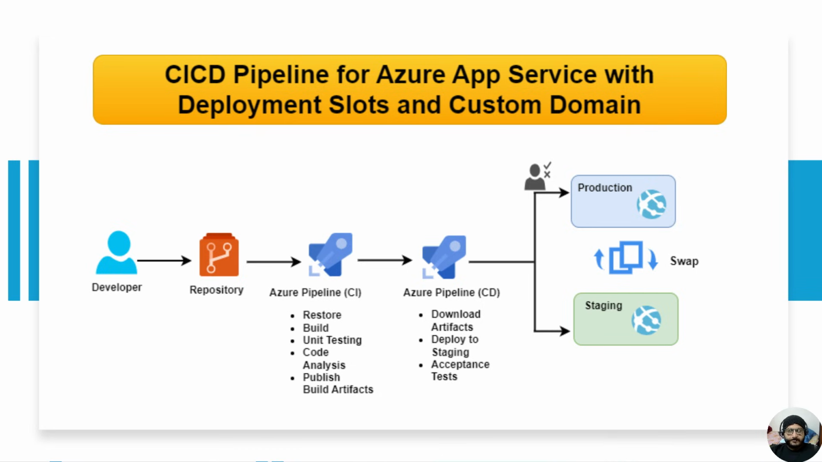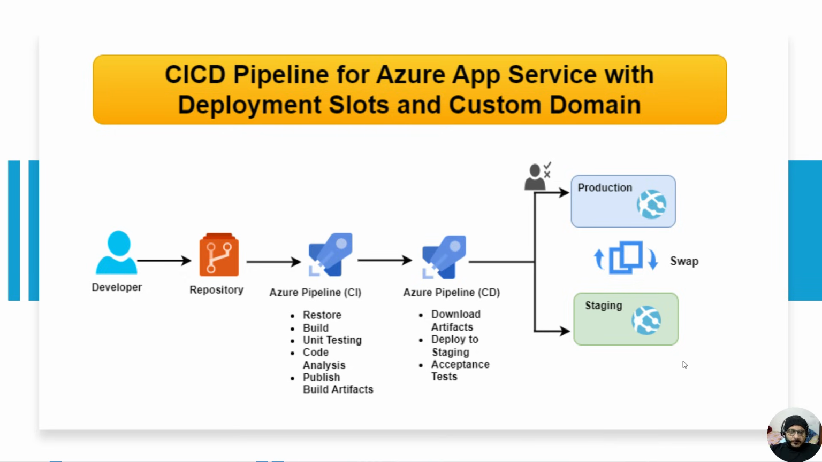So in today's video, we are going to discuss how we can set up a CI/CD pipeline for Azure App Service, where we will utilize the feature called deployment slots. And we will also cover how we can add a custom domain to our app service, and we will do a testing of our app service with the custom domain URL as well.